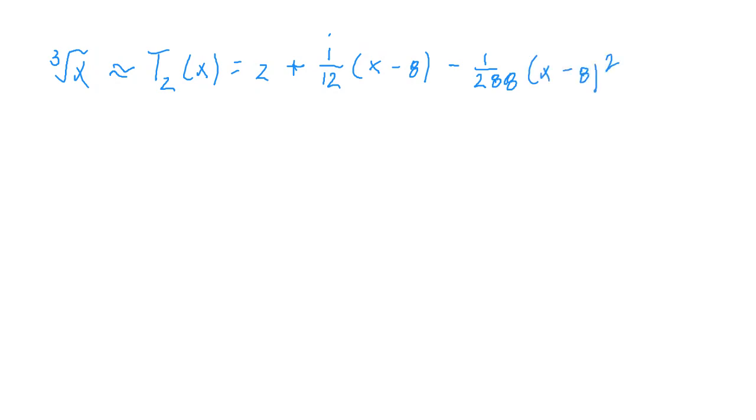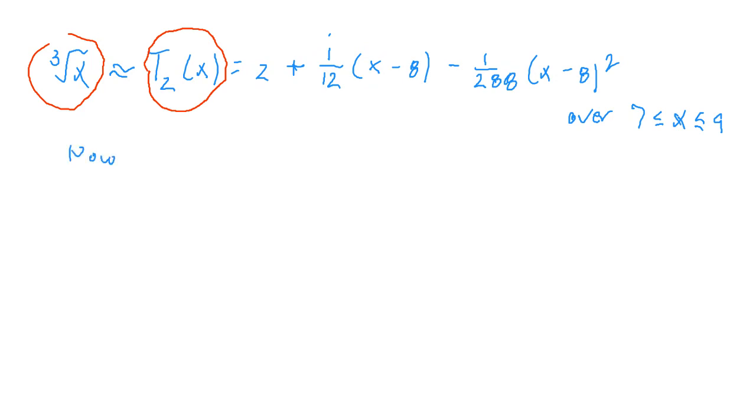And we actually plotted in Desmos the cube root of x function and that Taylor polynomial. And the Taylor polynomial did a good job in approximating this cube root function when x is between 7 and 9. It did a pretty good job.